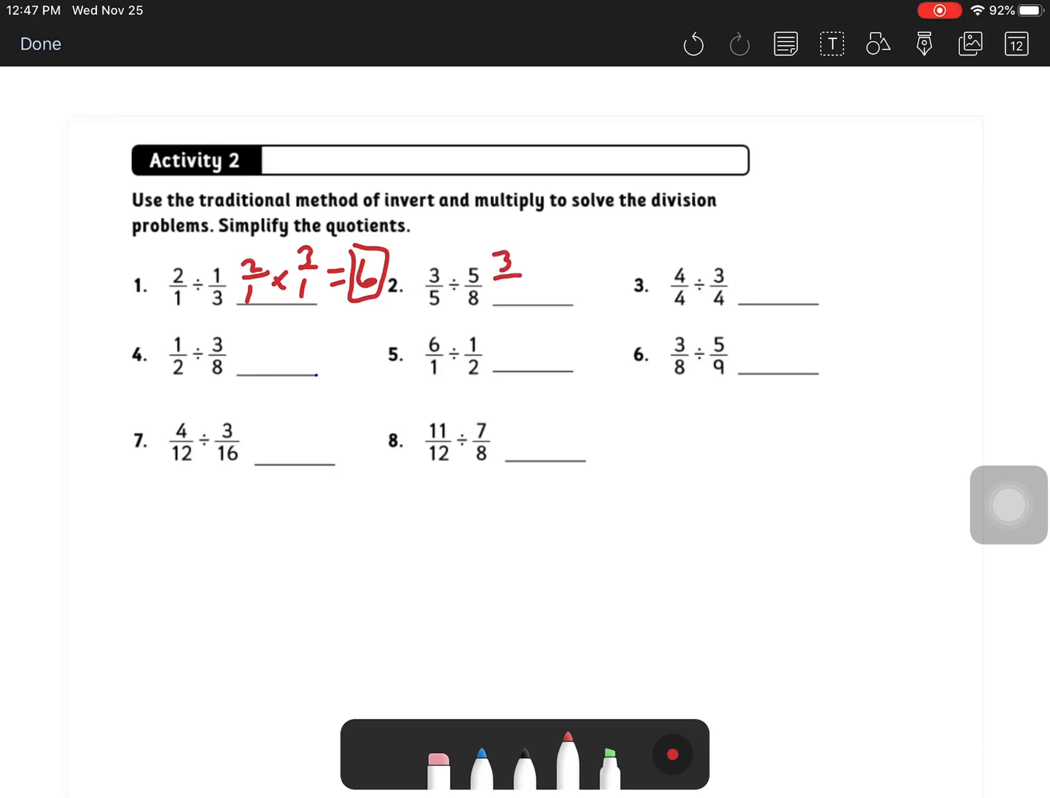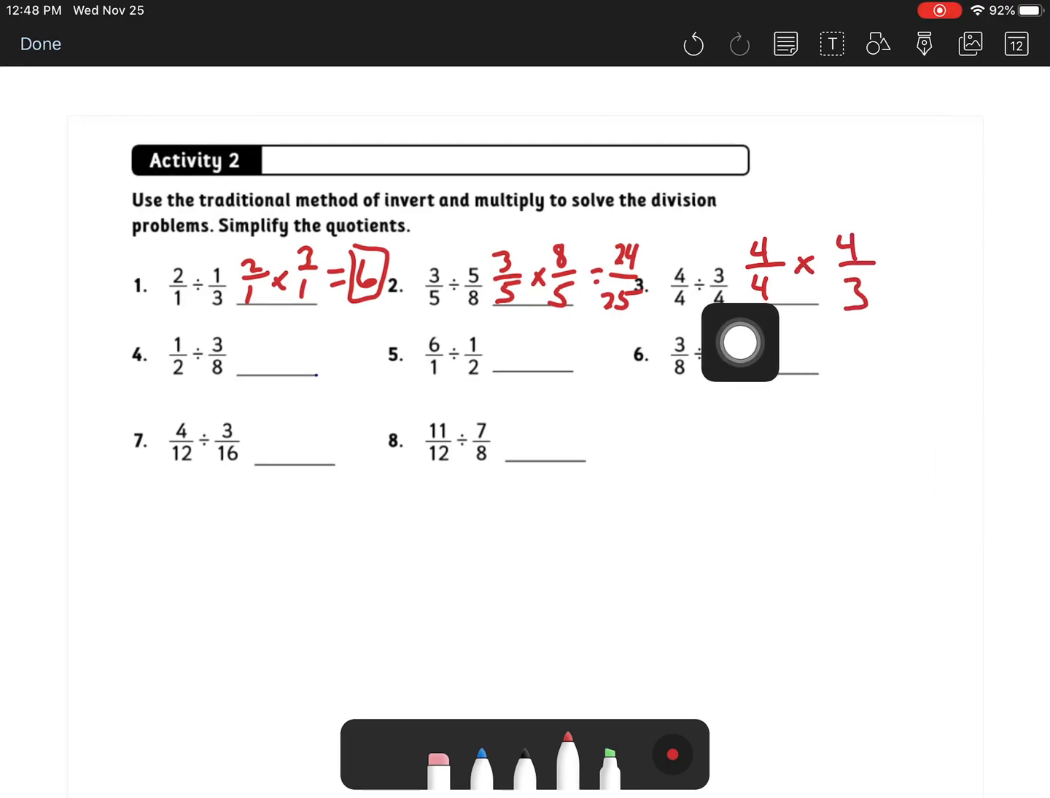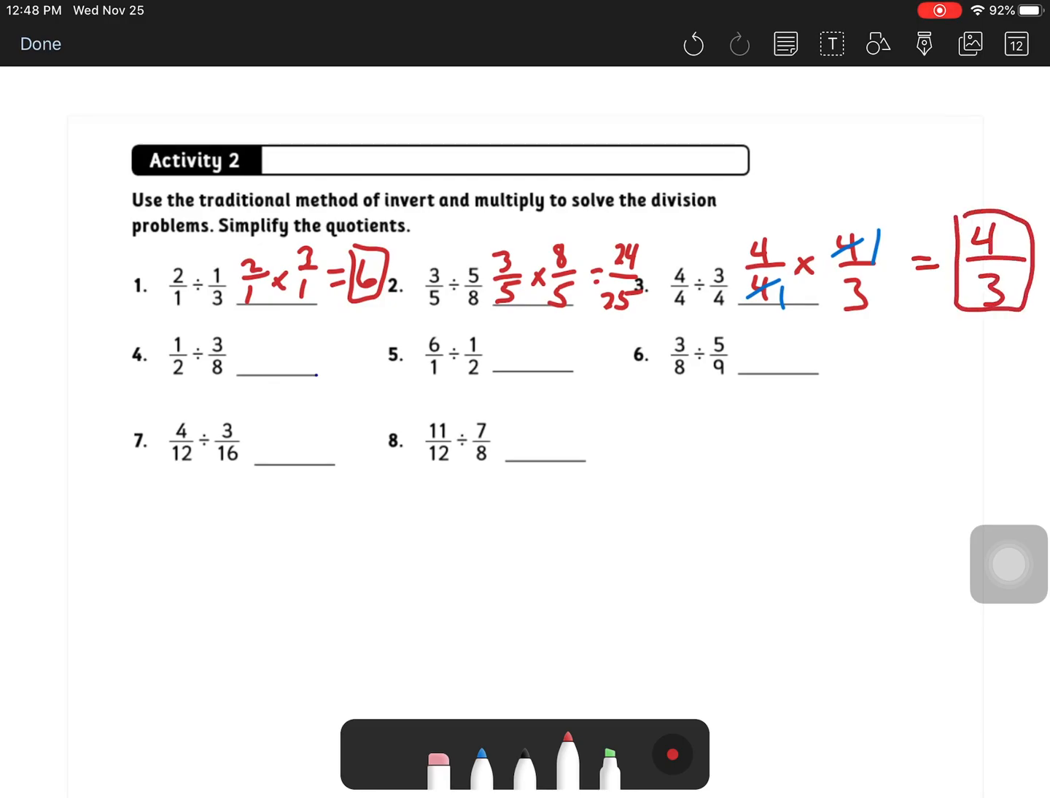For this one, 3/5, and then times 8 over 5, and 3 times 8 is 24, and 5 times 5 is 25, so I get 24 over 25. Okay, for this one I have 4/4 times 4/3. Okay, so again, the second one, I always flip that one over, change it to multiply, and then I can reduce these 4s, cross those out and make those 1s, and so then I get 4 times 1 is 4, and 1 times 3 is 3, so I get 4/3 for that one.